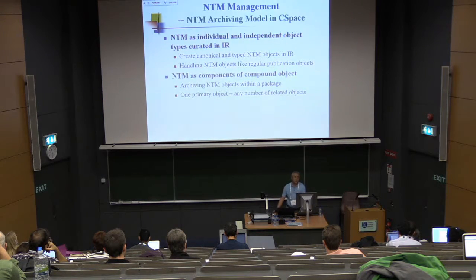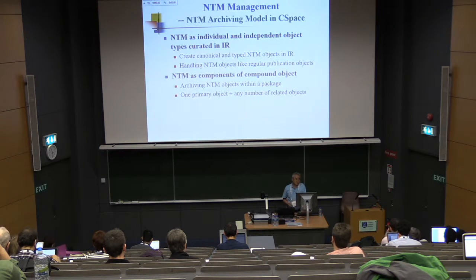The first is NTM management. Non-textual material is the largest part of the current research environment, and publications are just a small part of the research process. So archiving NTM is very important for a repository. In CSpace, we first treat NTM as individual and independent object types occurring in the IR. We handle regular NTM objects like regular publication objects.